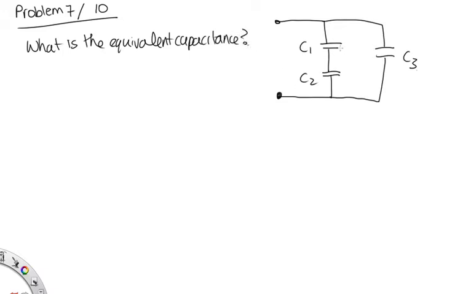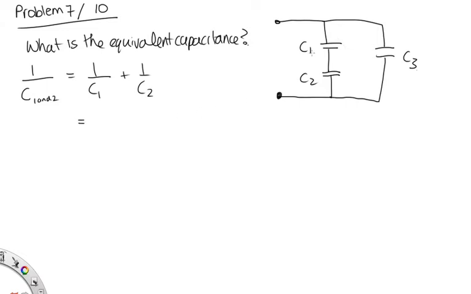Okay, so what we need to do is just work out the equivalent capacitance of C1 and C2, and then we can work out the equivalent capacitance of this with this. So 1 over C, let's call it C1,2, is equal to 1 over C1 plus 1 over C2, as these are in series, and this is the formula for equivalent capacitance in series.